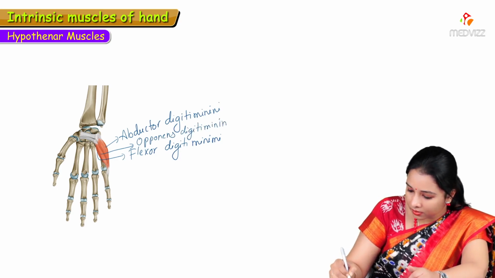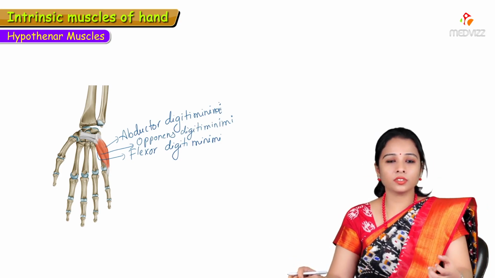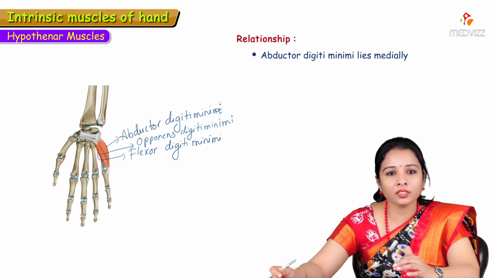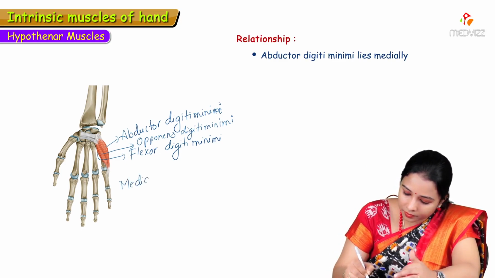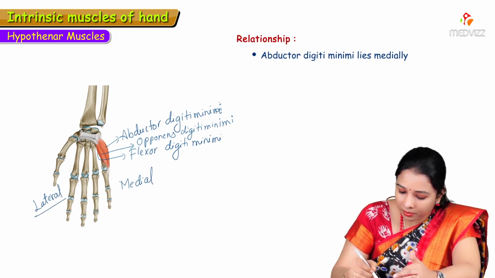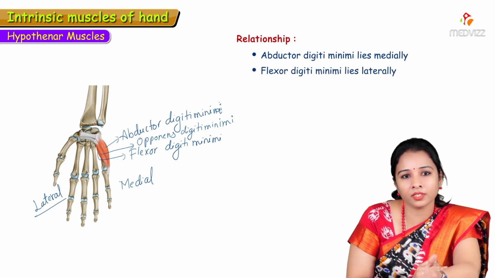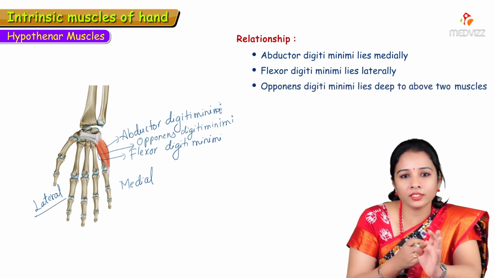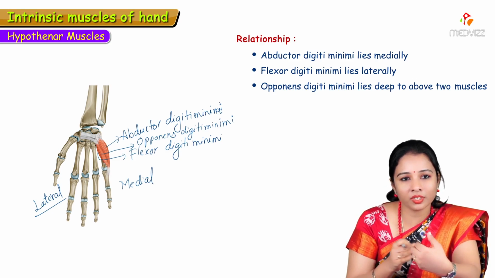So these three muscles together form the hypothenar eminence. This is the medial side. This is the lateral side. So abductor digiti minimi is most medially present. Flexor digiti minimi is most laterally present in relationship with the little finger. And opponens lies deep to these two muscles, like a sandwich between these two muscles.